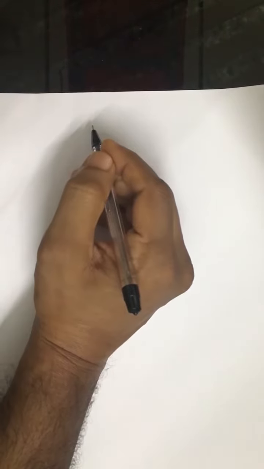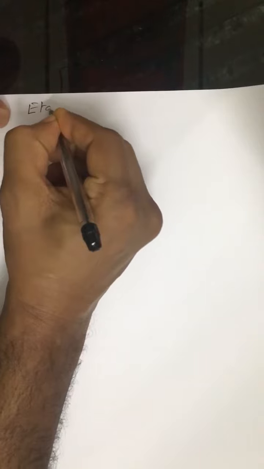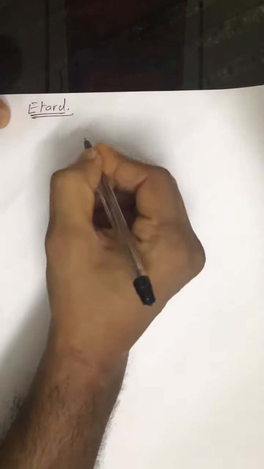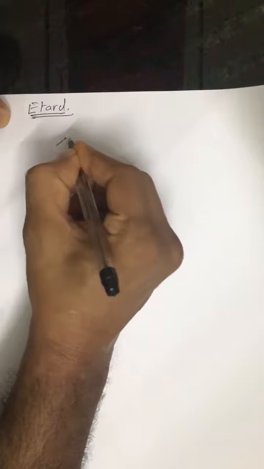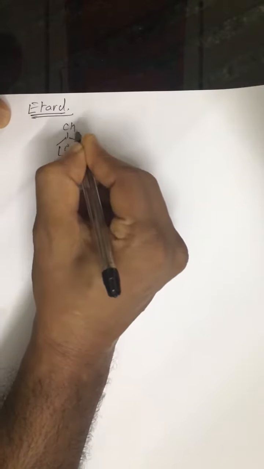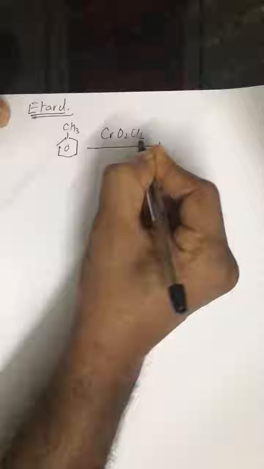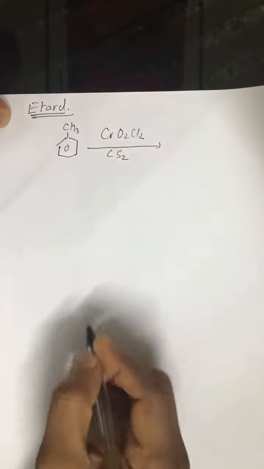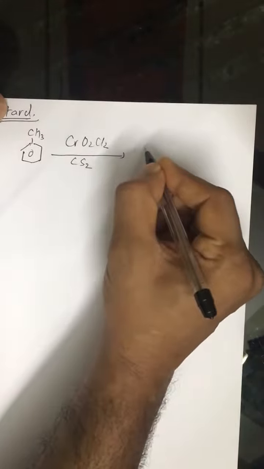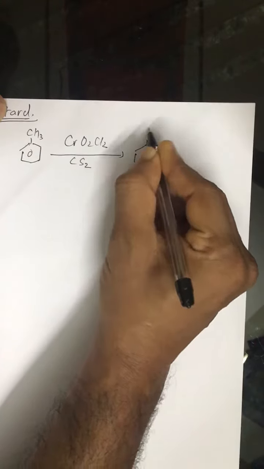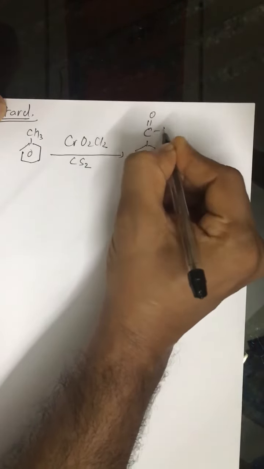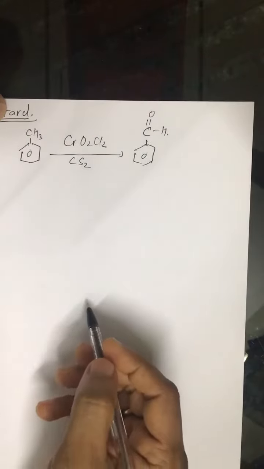Hello friends, we are continuing our discussion of carbonyl compounds. We have preparatory methods and again one more important reaction is Etard reaction. In Etard reaction, toluene is oxidized using CrO2Cl2 and CCl4 or carbon disulfide etc., a non-polar reagent, and this toluene is oxidized to benzaldehyde.